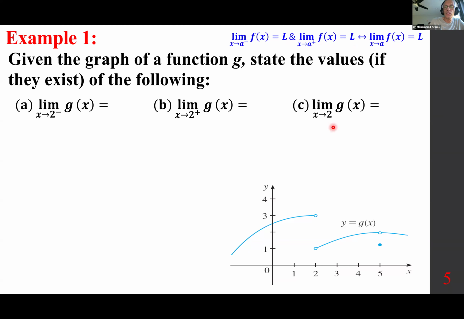So because we are interested in 2, we're going to look at the left side and the right side of 2. From the left side of 2, we move towards this point, which has the y coordinate 3.